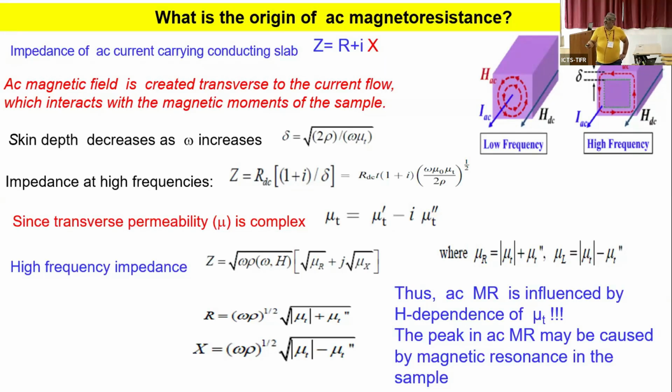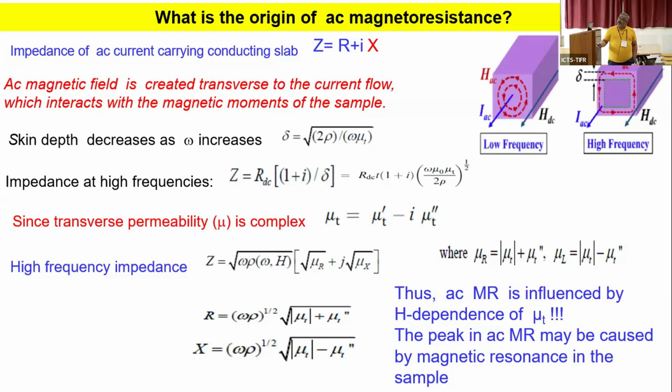Which can be written as, the skin depth delta equals the square root of 2 rho over omega mu t, where mu subscript t stands for transverse permeability, because it's connected with the permeability in the transverse direction. So the impedance at a high frequency can be simply written in this form: square root of omega mu naught mu t divided by 2 rho.